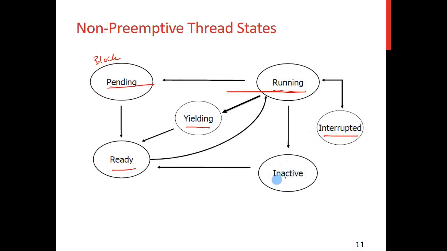The inactive state we don't really worry too much about. It's the state you have when you are not yet visible to the scheduler. For now, we don't need to worry about it. We just assume that the moment I create a task, it's always transitioning between the ready state, blocked state, and running state.